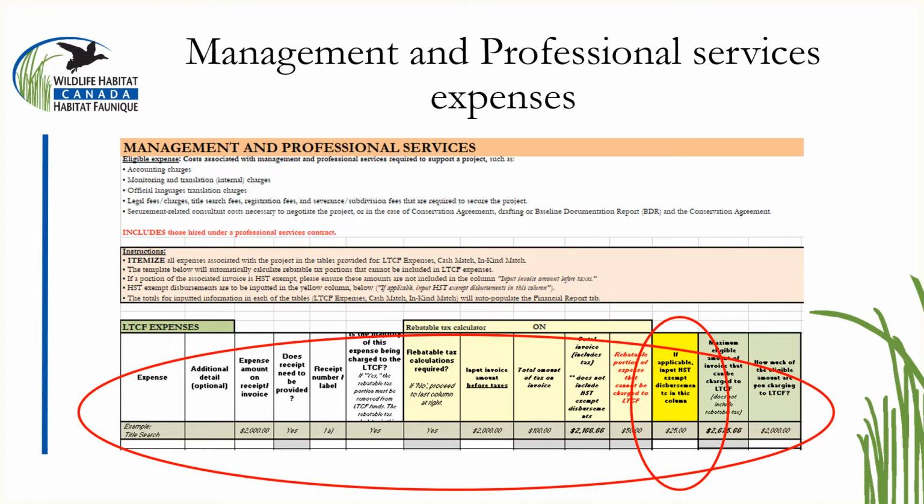There is an additional column in the worksheet, column M. Column M is in place for situations where services may be HST exempt. This column is where you would input any fees for service that was not charged HST. Complete as needed.